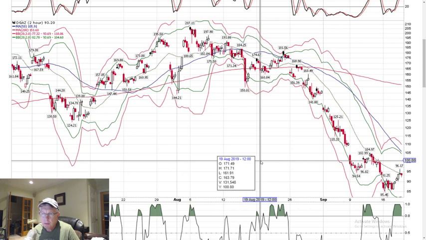I think bonds are the most overbought things in the world. Hey Trent, how you doing, man? Good morning. Yeah, it's scary. It's very scary how this bond market is right now.